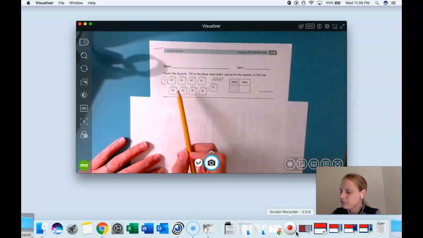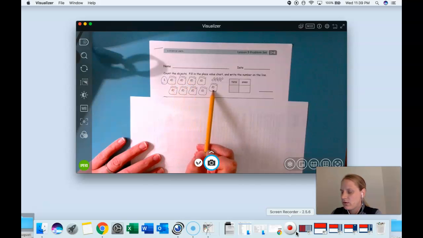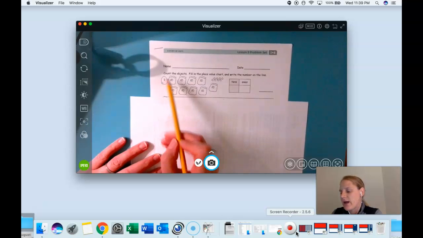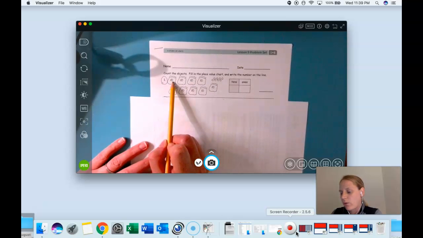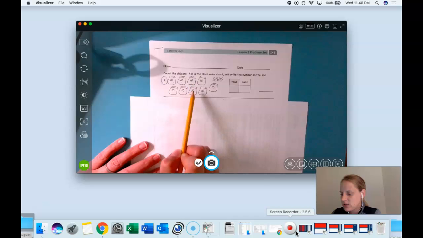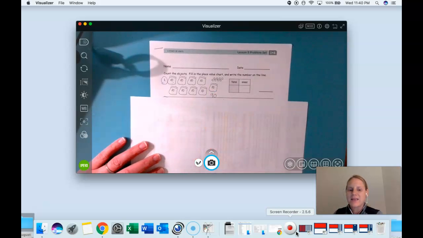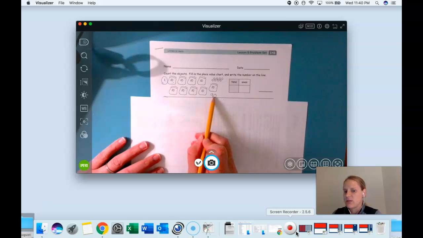Okay, I see groups of 10 here. Okay, let's start by counting by tens. I want you to point and count with me. We're going to start with 10 and then count by tens. Here we go. 10, 20, 30, 40, 50, 60, 70, 80, 90. I'm going to write that down so I don't forget. There were 9 tens. 9 tens is the same as 90.